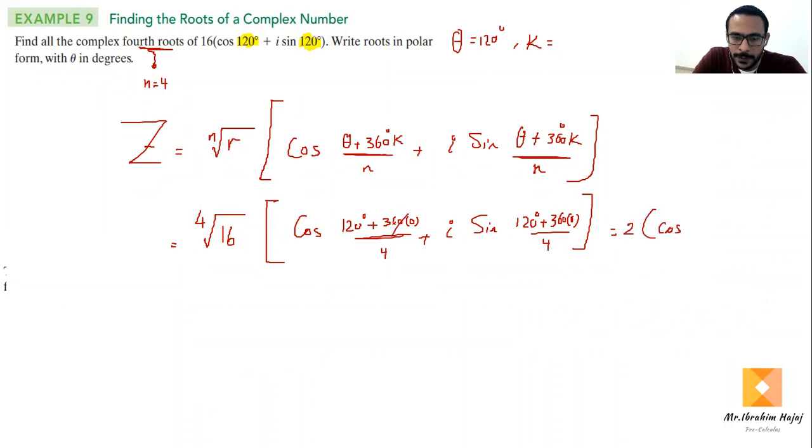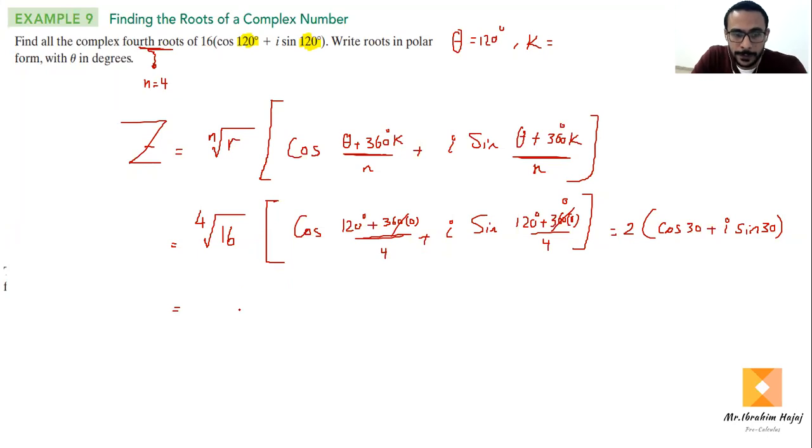Cosine of 0 times 360 plus 120, over 4, gives 30. Cosine 30. Pay attention, please, guys. And here in the i sine, we also have 360 times 0, which is 0, and 120 divided by 4 is 30. Okay, this is the first root.